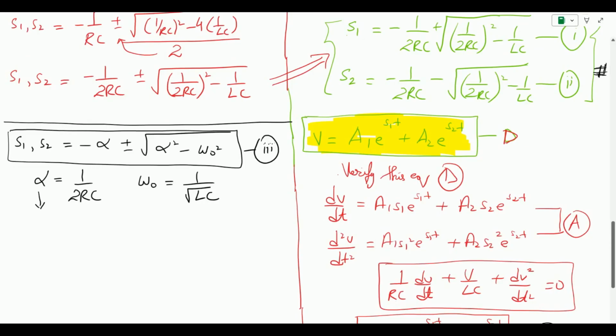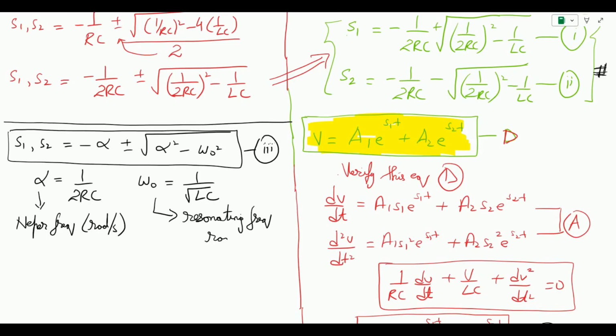Now what is this alpha and what is this omega naught? This alpha is called the Neper frequency, with the units of radians per second, and this omega naught is called the resonant frequency, and again its unit is radians per second. Similarly, the units for S1 and S2 are radians per second, and these are basically your complex frequencies. This is something that you might find in a few books as well.